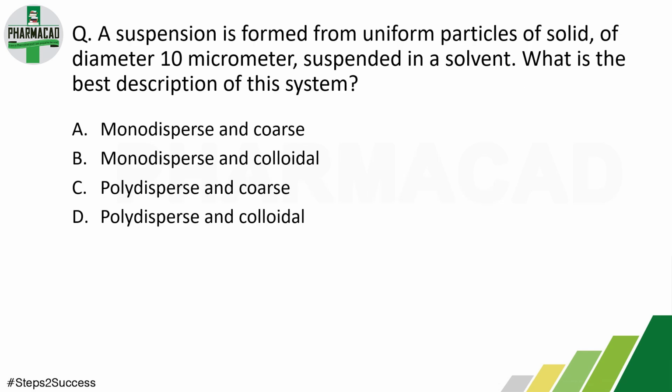Next question. A suspension is formed from uniform particles of a solid of a diameter 10 micrometer suspended in a solvent. What is the best description of this system? Option A, monodisperse and coarse. Option B, monodisperse and colloidal. Option C, polydisperse and coarse. Option D, polydisperse and colloidal. So the correct answer is option A, monodisperse and coarse.